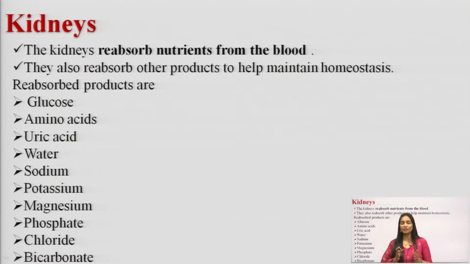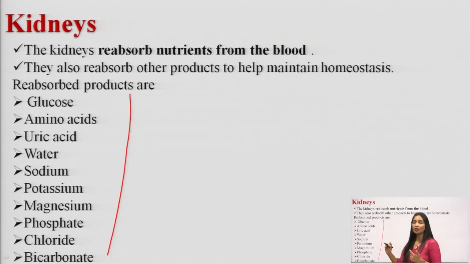Once the blood has been filtered, there are a lot of substances, if I am talking about sodium, potassium, magnesium, urea, phosphorus, ammonia, toxic gases. A lot of substances are passed to the kidney, and there are some important substances which have to be reabsorbed again into the blood. So what are the important products that can be reabsorbed by the kidney? These are all the products which can be reabsorbed by the kidney.